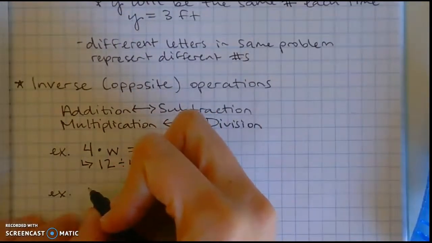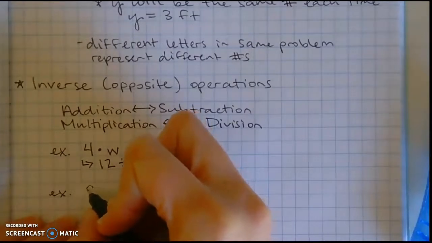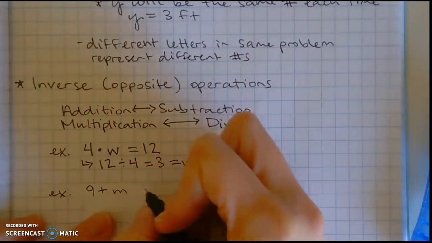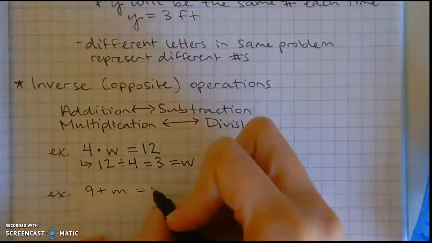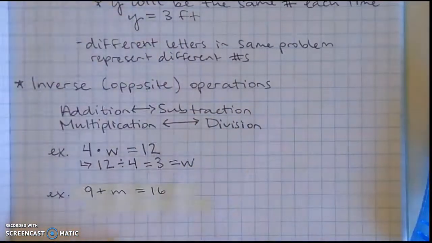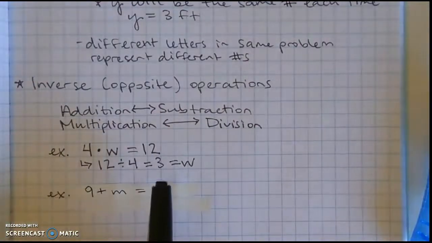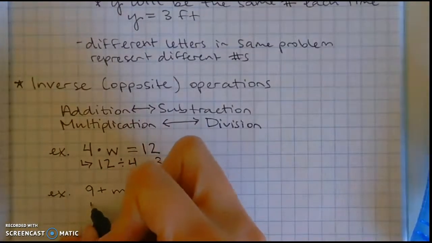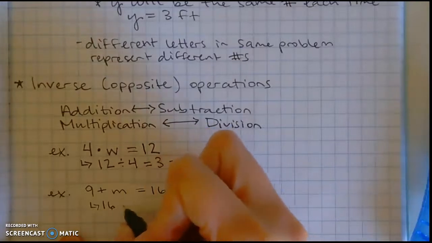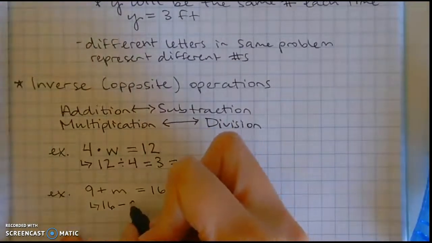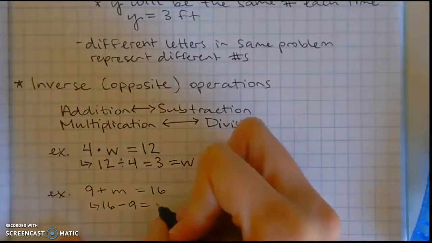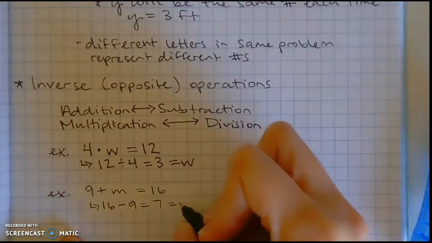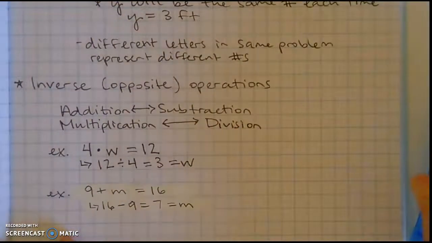So let's say I have a number, we'll do 9. And I know I'm adding something on to 9, so let's do M, and that gets me to 16, okay? So I know the opposite of addition is subtraction, so I'm going to have to figure out how to get from 16 to 9. So I'm going to start with 16, and I'm going to subtract 9, and that's going to give me what M is. And I know 16 minus 9 is 7. So M is equal to 7.